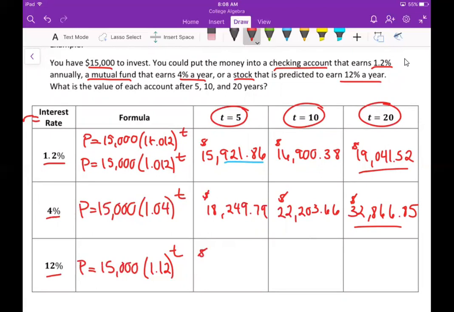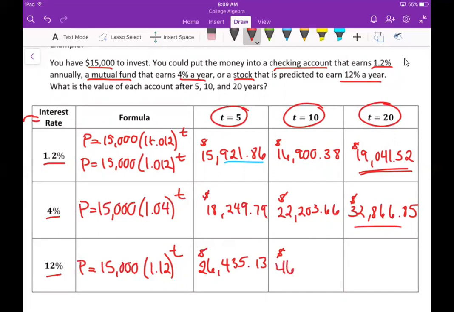Okay, we had 5 years of 12% interest. Our $15,000 will become $26,435.13 in just 5 years. We've already surpassed in 5 years what we would make in 20 years in our checking account. The higher the interest rate, the better, right? Because it makes that growth factor bigger.